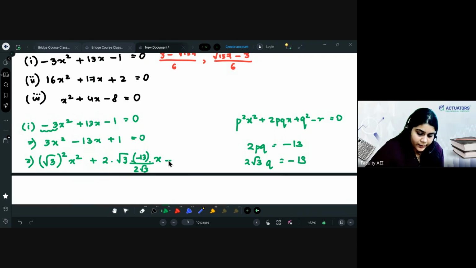What will be q square? q square will be 13 square by 12, that is 2 square and √3 square. So this is q square. Here we complete our square. What is left? What is the constant we added in? 13 square by 12. So we will have to subtract 13 square by 12, and we already have a plus 1 lying over here.